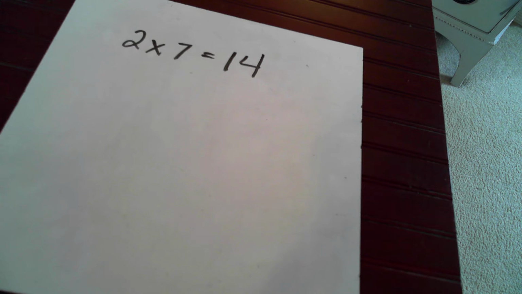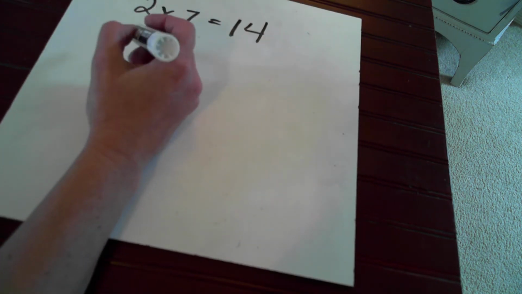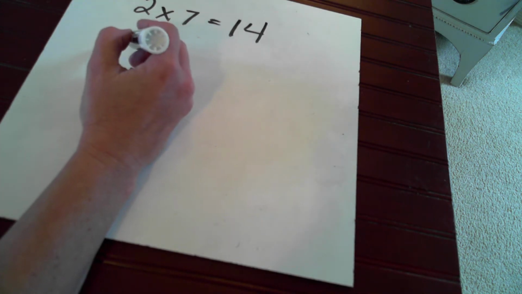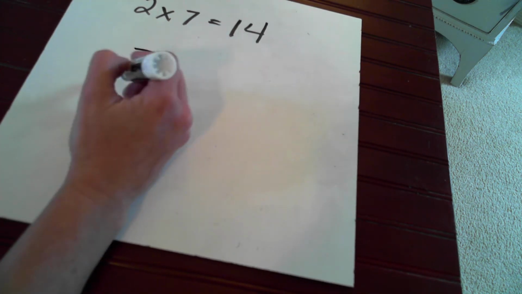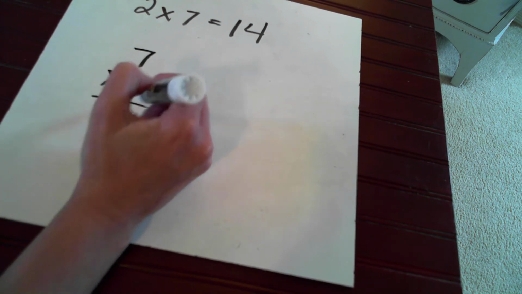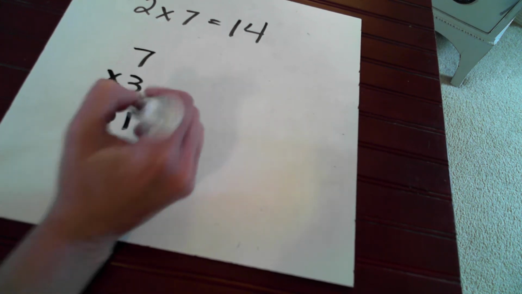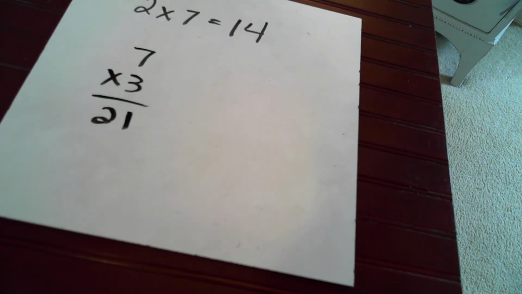So another way we can look at it is repeated addition. So 2 groups of 7, or 7 plus 7, equals 14. Okay? You might also see multiplication written this way. And that's okay too. So you'll see it written horizontally across your page, but then you'll also at times see it written vertically, which is up and down.